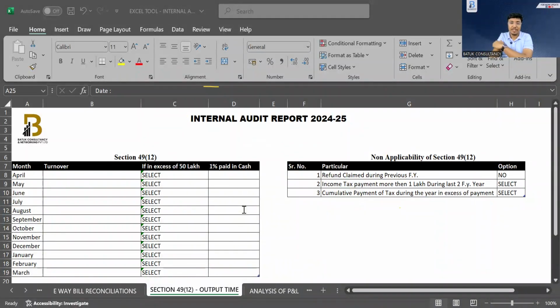Sir, in our first session, Balaji sir, have you attended the last session? The yesterday session, have you attended?